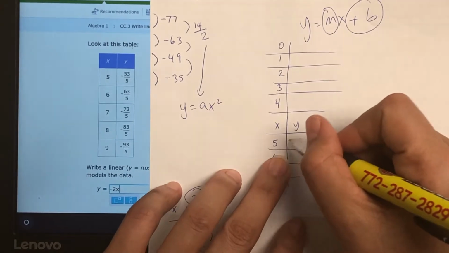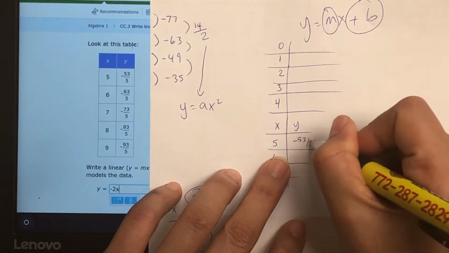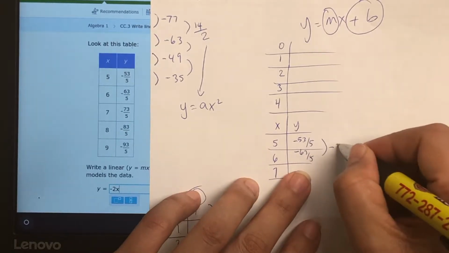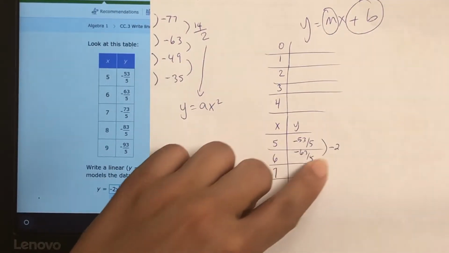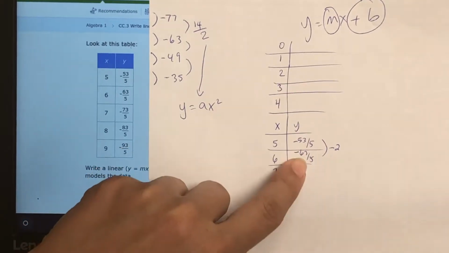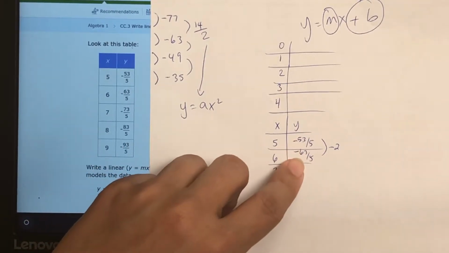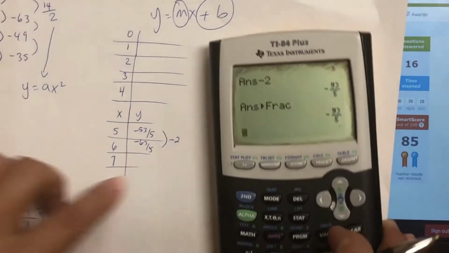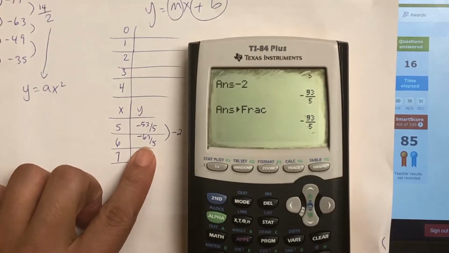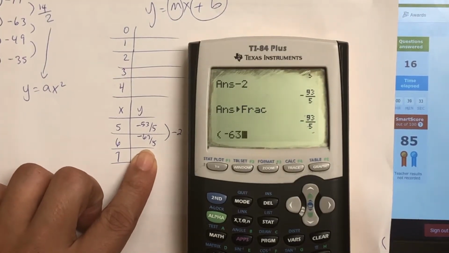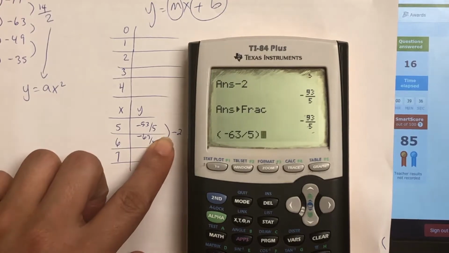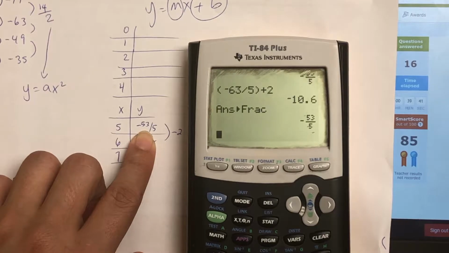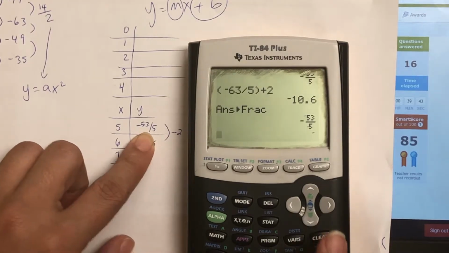Okay, but for 5, it's negative 53 over 5, negative 63 over 5. And what are we doing every time? Subtracting 2. This number minus 2 gives me this, but if I want to go up, I do the opposite. So negative 63 over 5, in parentheses, plus 2 should give me this number. Math, enter, enter, and you see it does.